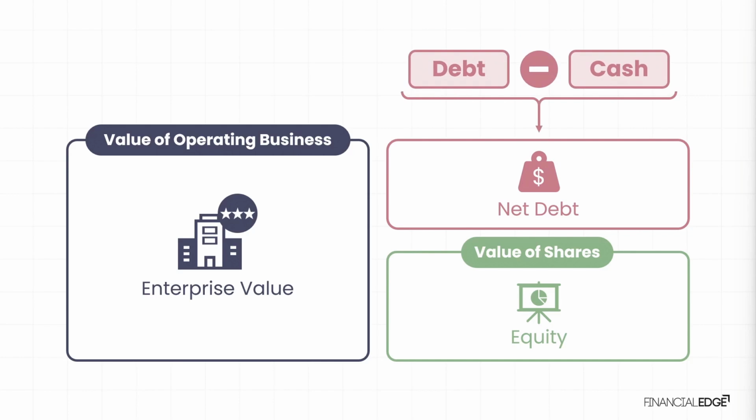So how have I funded my operating business, my enterprise value? With equity and with net debt. Importantly, the value of that enterprise value is not necessarily related to the financing type. My net debt could have been much bigger and my equity value could have been much smaller. Regardless, the enterprise value wouldn't have been affected.